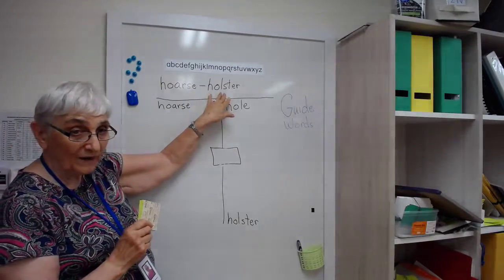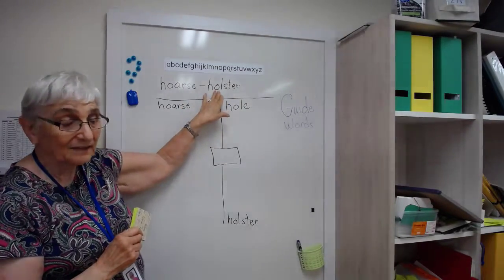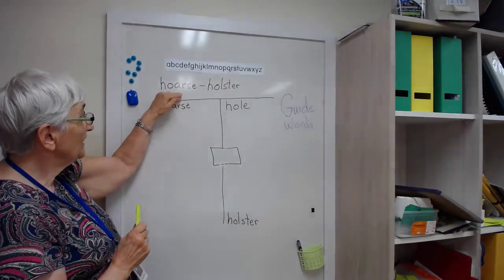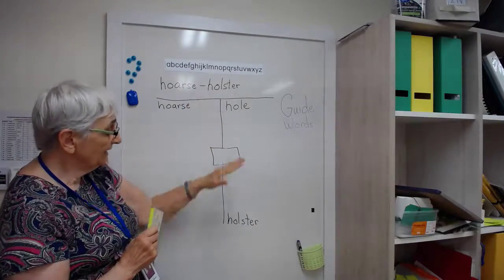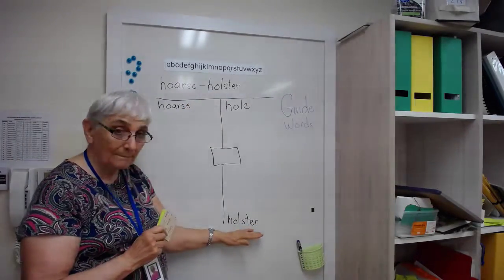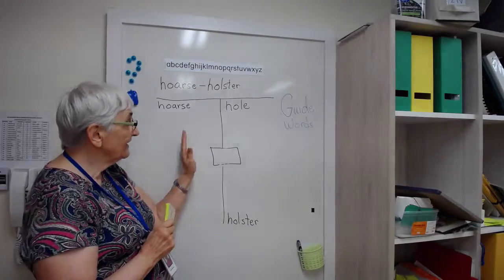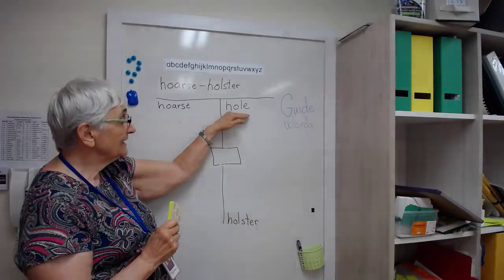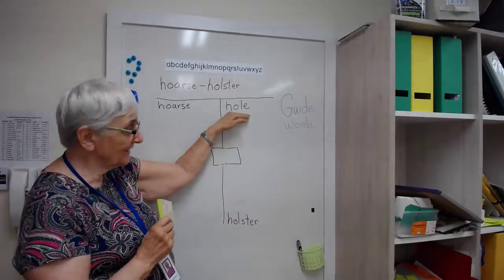Almost always you will find these guide words here to tell a child if they are on the right page. The first guide word is the first word on the page. The second guide word is the one at the bottom of the page, at the end of the page. And then there is also a guide word, which is not at the top, but is the guide word for deciding if it's in the first column or the second column.